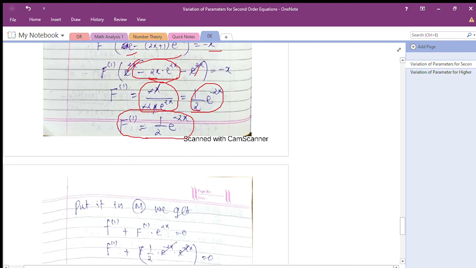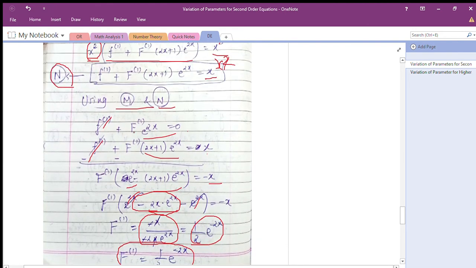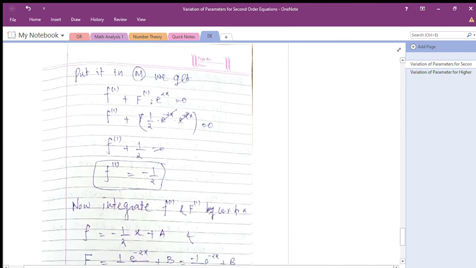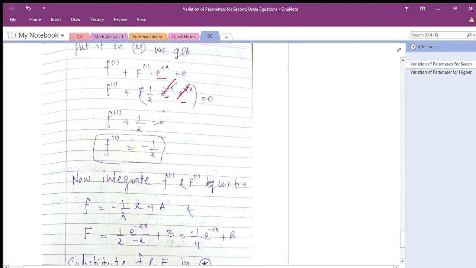So once we get capital F1, we put its value in the first equation, that is in m. Putting the value, I will get the value of small f1. So put it in m, we get 1 by 2 e raised to minus 2x, e raised to 2x, minus 2x and plus 2x terms cancel. 1 by 2, so it is minus 1 by 2 because we take it on the right hand side. It is minus 1 by 2.